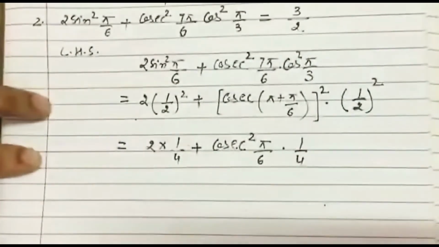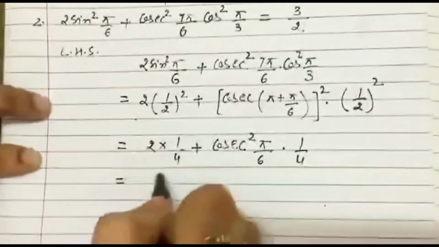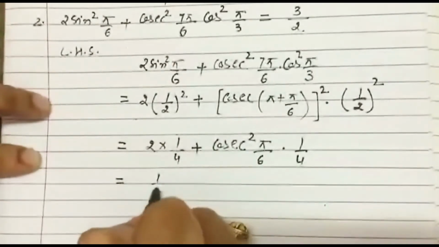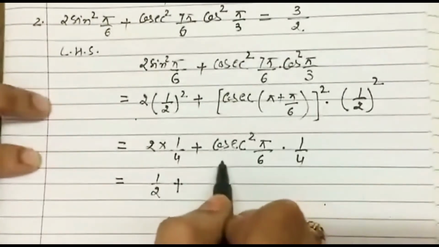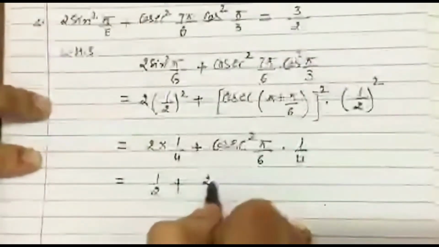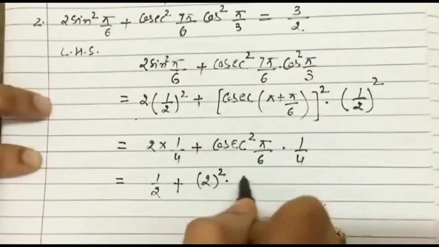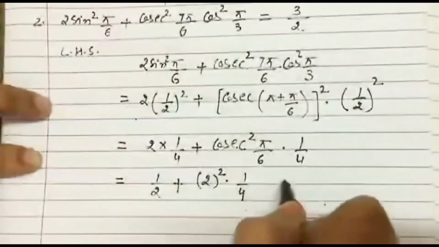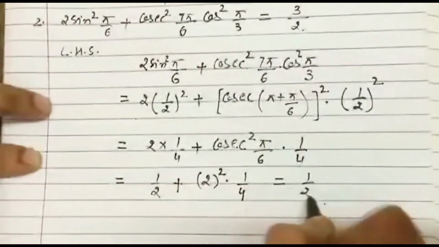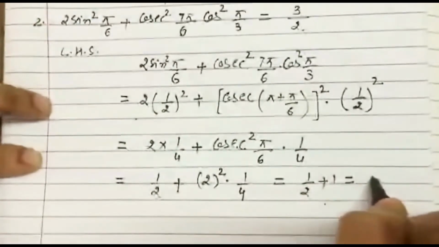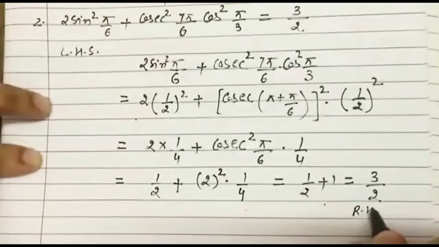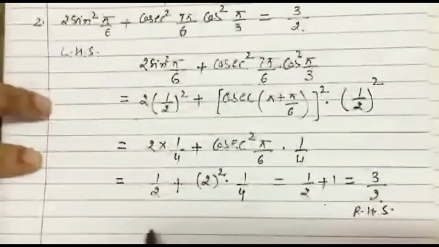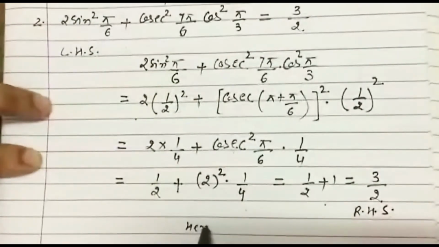It's 1/4. Now here you will get 1/2 plus, substitute the value of cosec π/6, it's 2. So 2 squared, and here it is 1/4. You will get 1/2 plus 1. So it is equal to 3/2. It is given on the right hand side, so you can write hence proved.